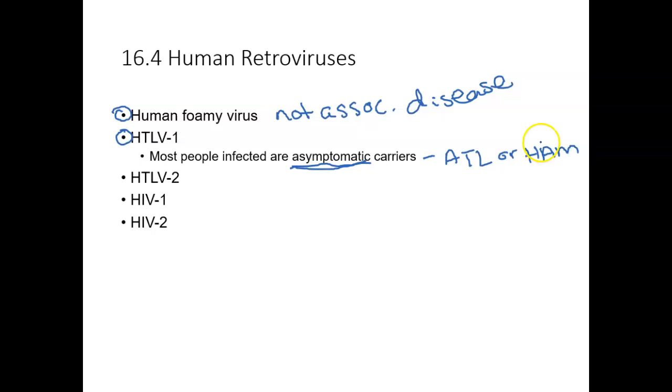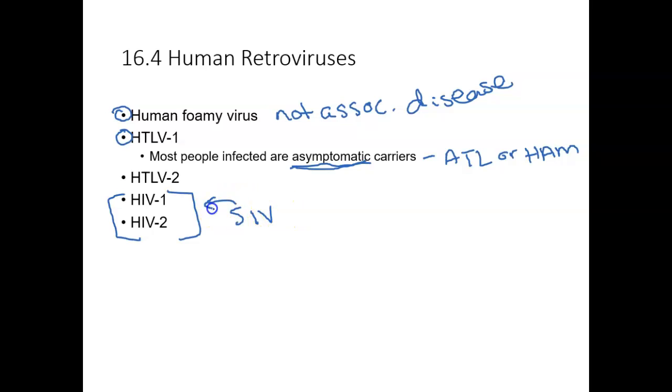Now, HTLV1 can be transmitted through sex. It can be transmitted through blood-to-blood contact. It can be transmitted vertically, so it can cross the placenta, or through breastfeeding. But again, most of the time it's asymptomatic. Now, HTLV2 is known to cause a T-cell malignancy, but it's pretty poorly studied. We don't know much about HTLV2. And of course, HIV, so there were 2 incidences where SIV, simian immunodeficiency virus, crossed over into people.